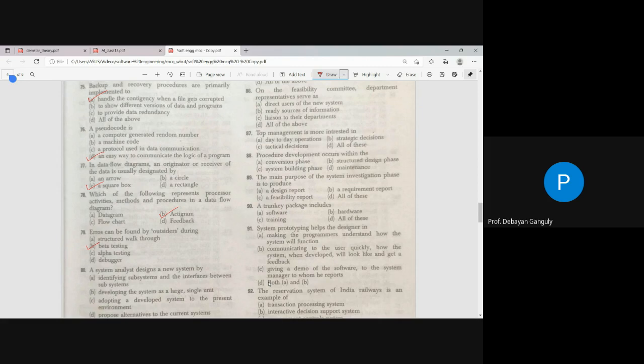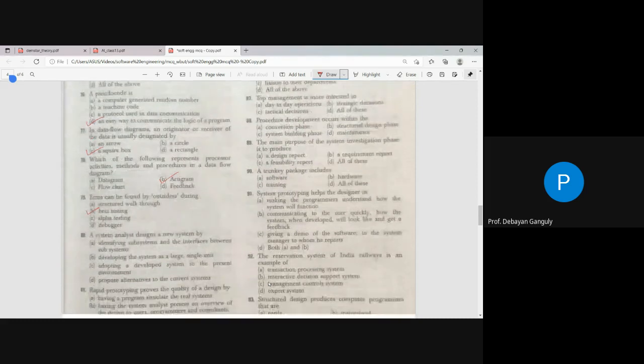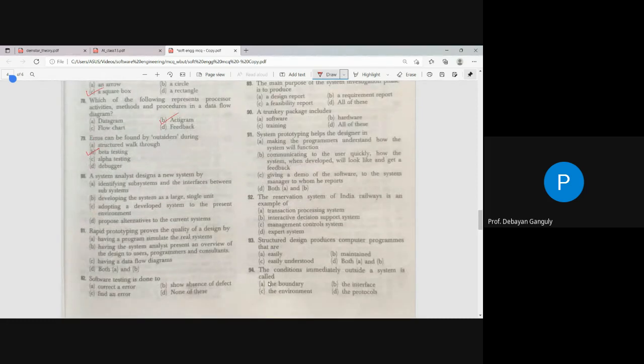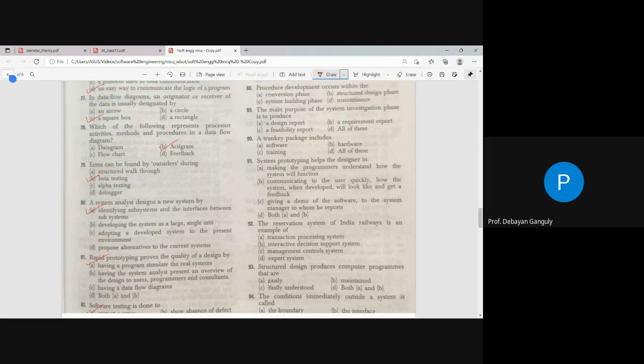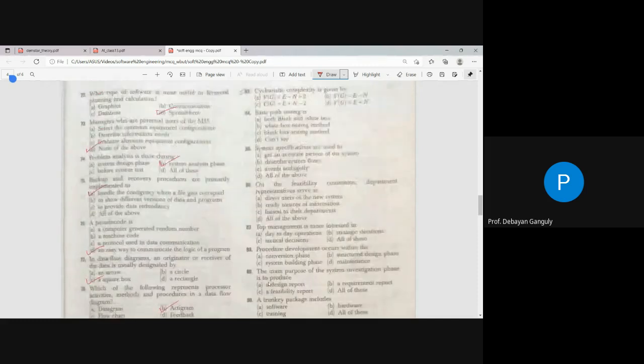80. A system analyst designs a new system by identifying subsystems and interfaces between subsystems. 81. Rapid prototyping improves the quality of a design by having a program simulate the real system. Software testing is done to correct an error. You have to generate the test cases, and by using test cases you are finding an error and correcting the error.